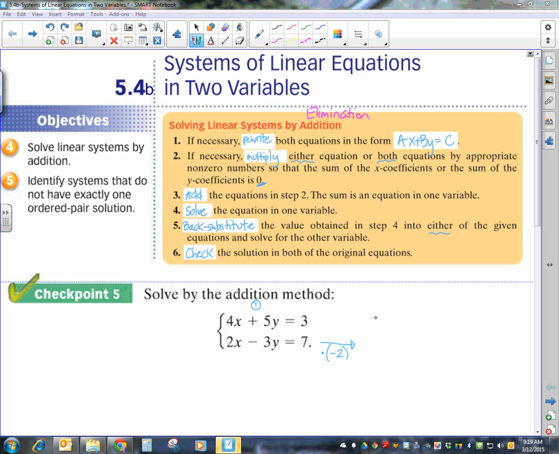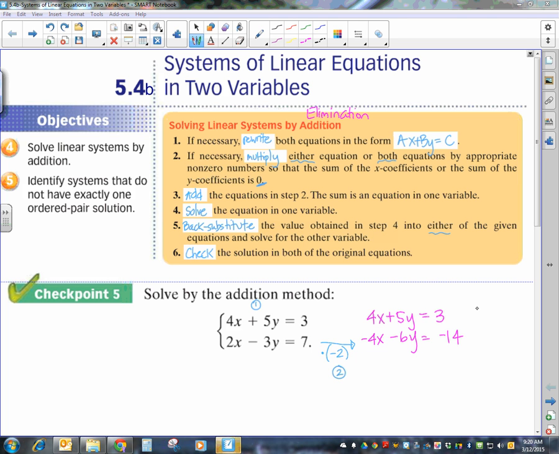So this top one didn't change. It's still 4x plus 5y equals 3. The bottom one, 2 times negative 2 is negative 4x. Negative 3 times negative 2 is negative 6y. And 7 times negative 2 is negative 14. Okay, so this part right here was step 2 where I multiplied.